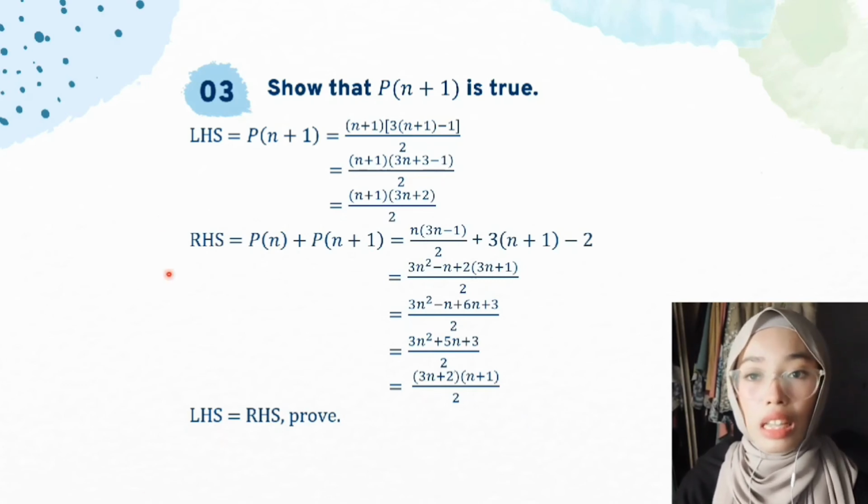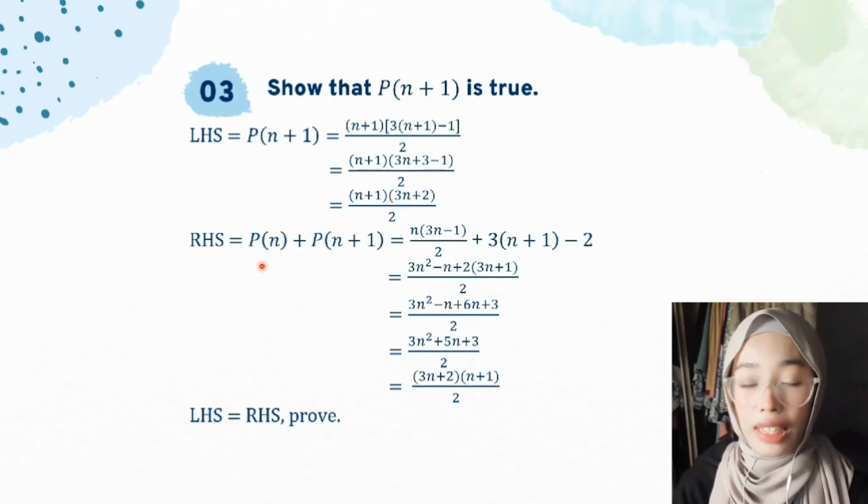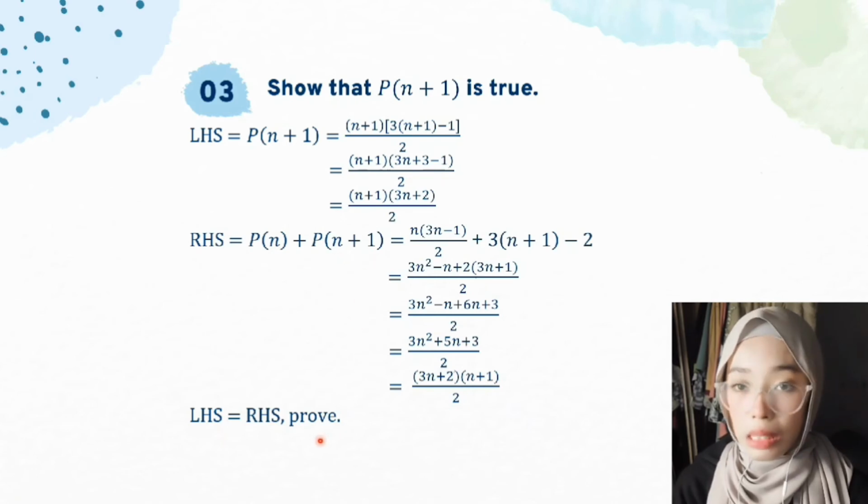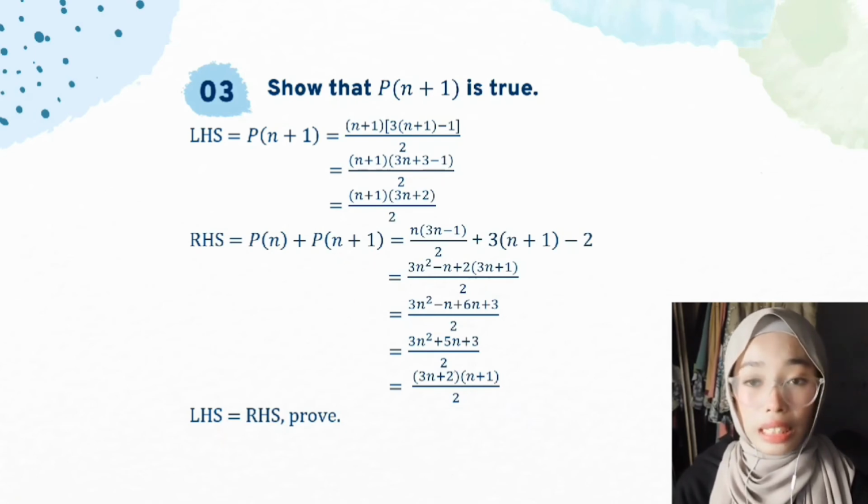Use the method of left hand side and right hand side. For the left hand side, we use Pn plus 1, and for the right hand side, we use Pn plus 1. In the end, we can see that the left hand side and right hand side give the same answer, which is proven.